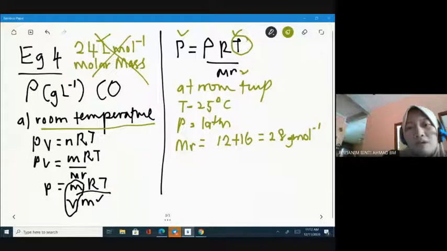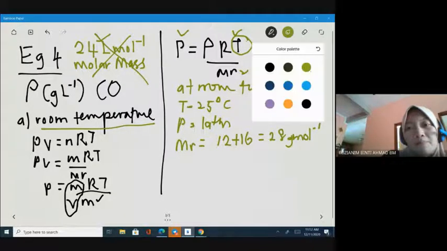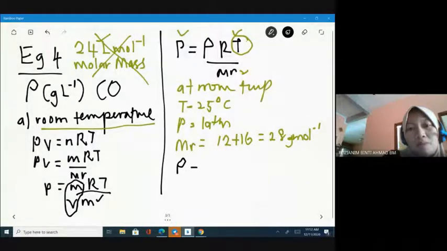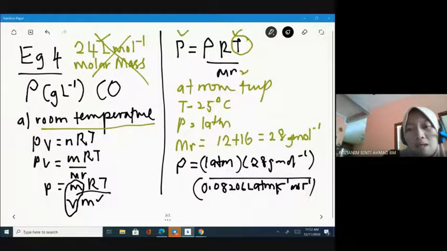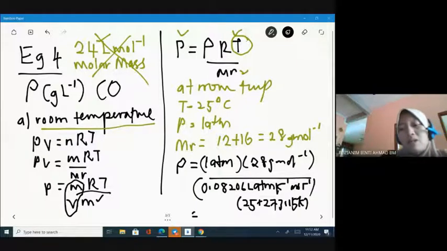So substitute these values. Density equals the pressure 1 atm times molar mass 28 gram per mole over RT. R is 0.08206 liter atm per Kelvin per mole, times the temperature. Our temperature is 25 plus 273.15 Kelvin. So what is the value? Press your calculator now.